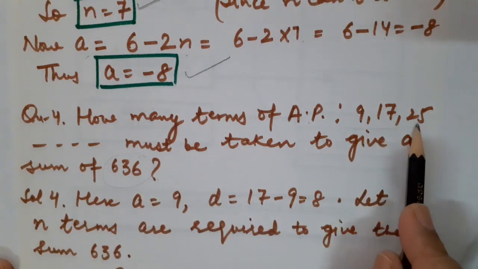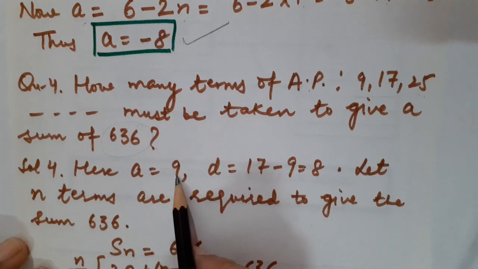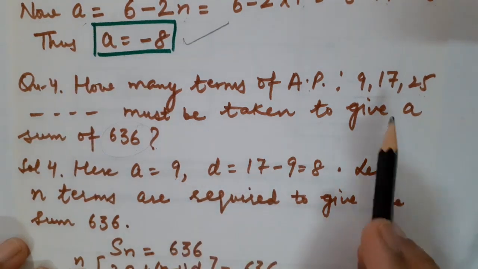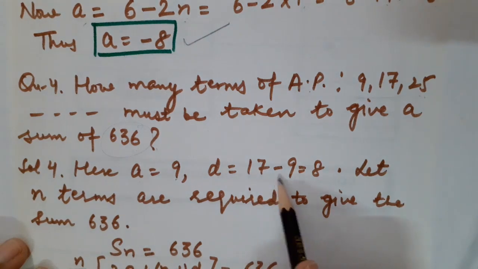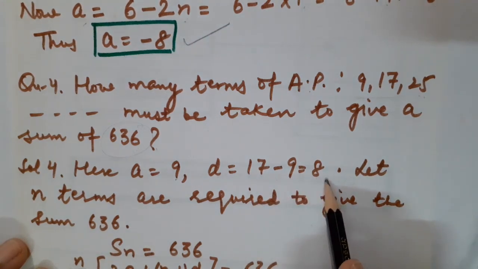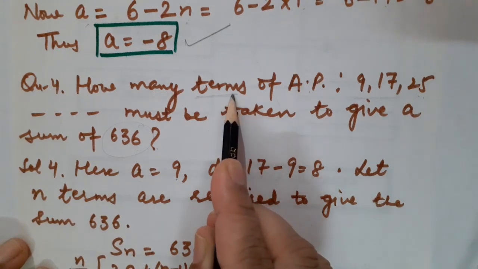You will be having AP also. So whenever you will be having AP, you know that we can easily find out A as well as the common difference. So let us start. Here A, which is the very first term, that is 9, and D, which is common difference, that is A2 minus A1. It would become 17 minus 9 is equal to 8. Fine. As we will have to tell how many terms, means we will have to find out n.